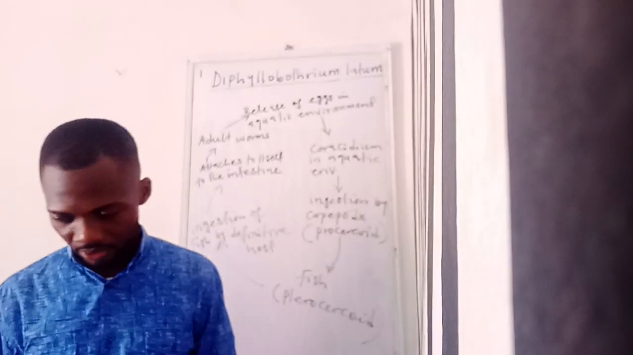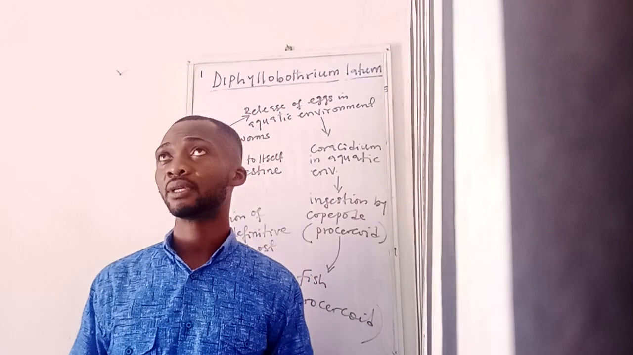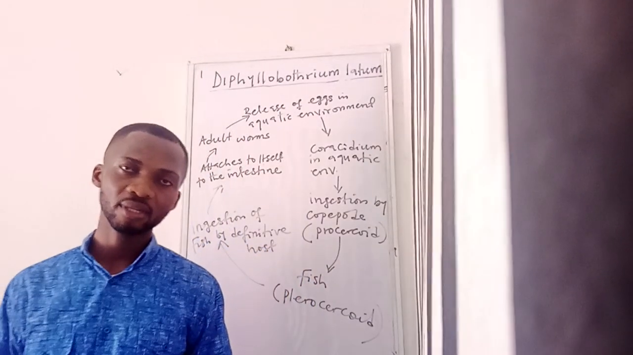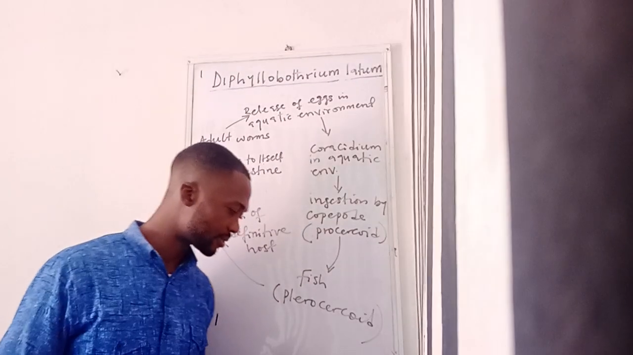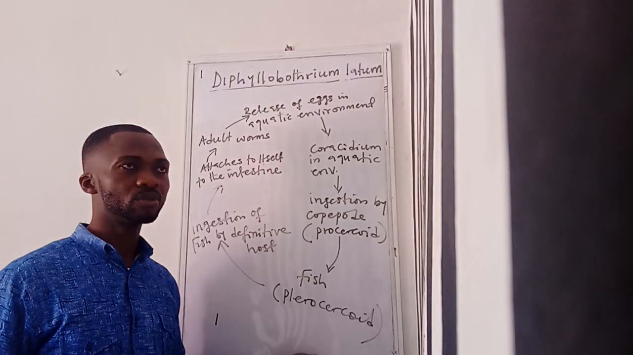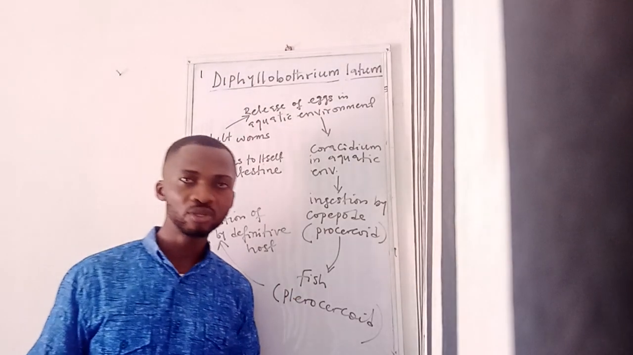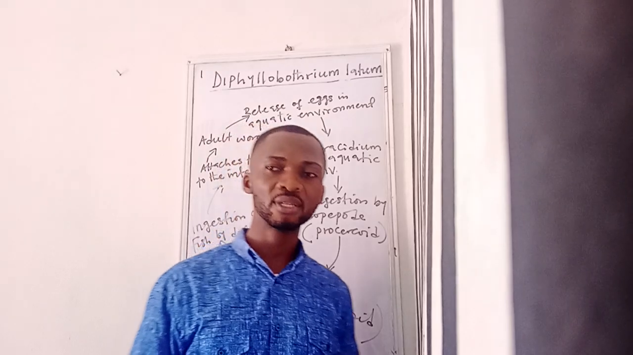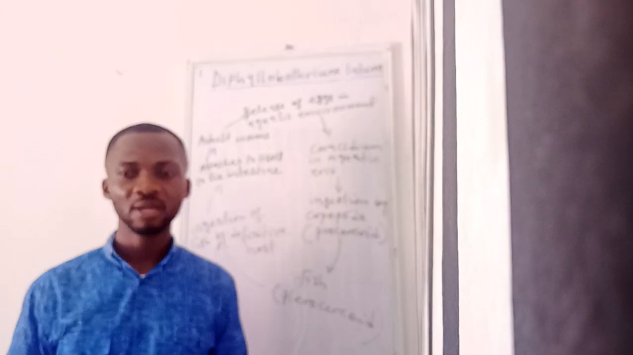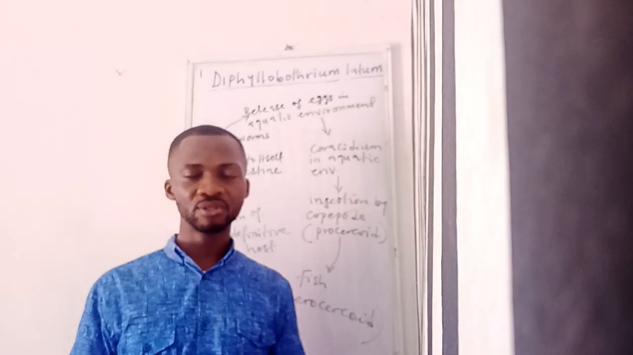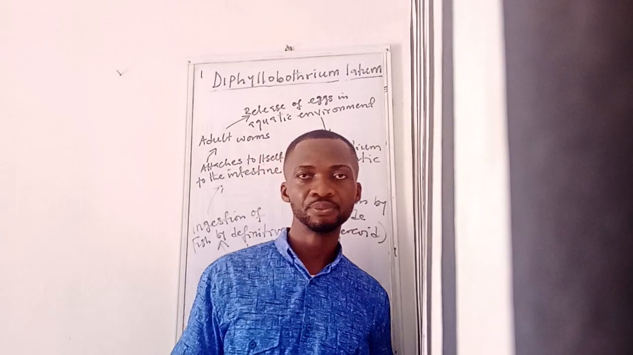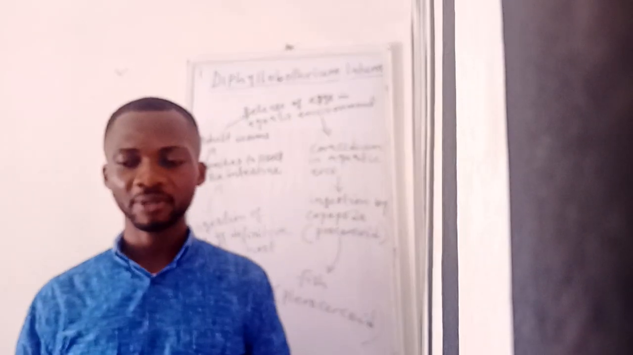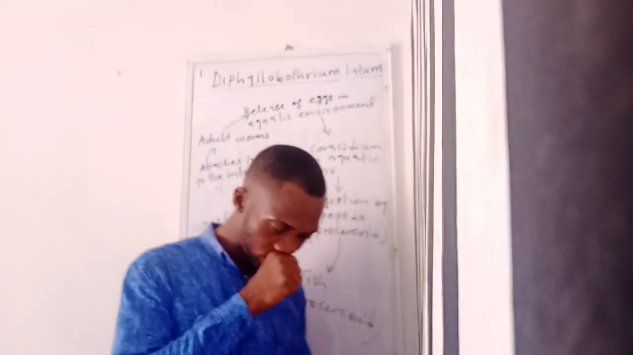Okay, then the next thing to talk about is the diagnosis. Diagnosis is simple, through the demonstration of the presence of eggs or proglottids in a fecal sample. So the individual who is suffering from diphyllobothriasis will provide feces, and the lab scientists will investigate the feces to see if the eggs of Diphyllobothrium, or even the proglottids, that is the segments, are found in the fecal sample.